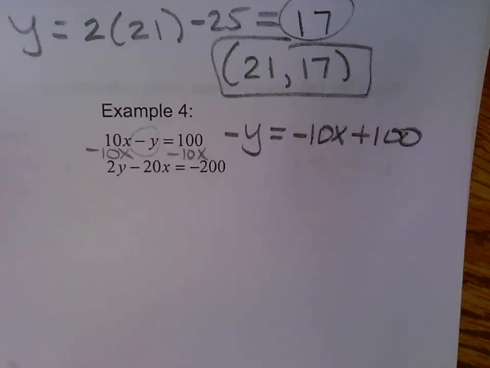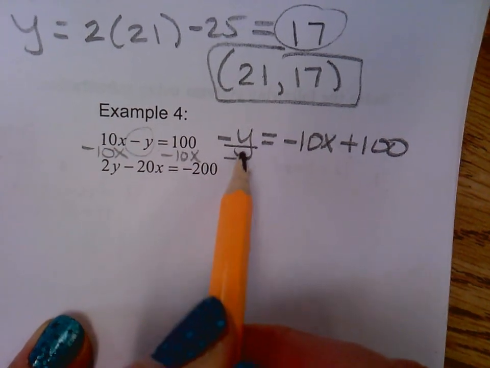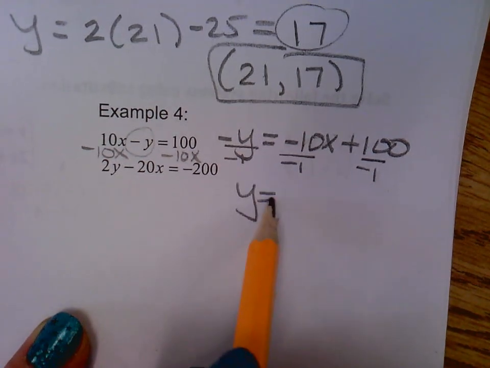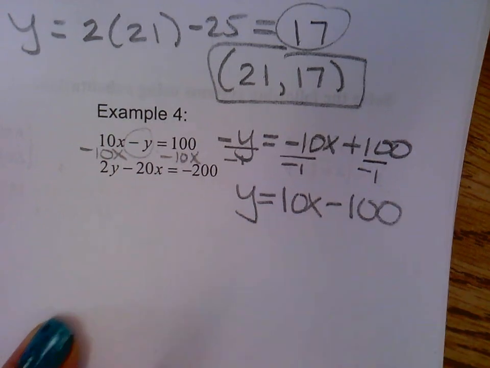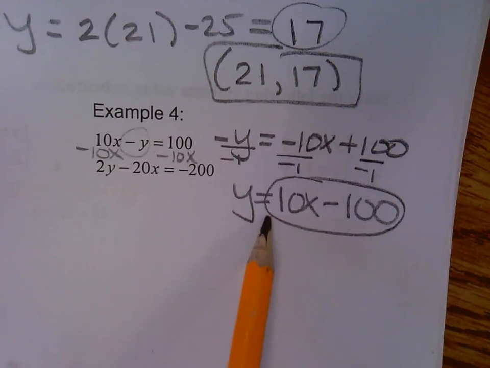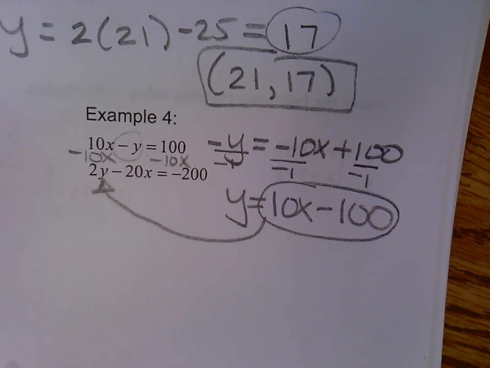Are the algebra skills maybe coming back to you, I hope? And then how do I get y by itself? I really am dividing the whole thing by -1. So my top equation: y equals 10x minus 100. That's going to get plugged in or substituted in for this y. So why don't you take a moment, rewrite the bottom equation, see if you can see what actually happens.